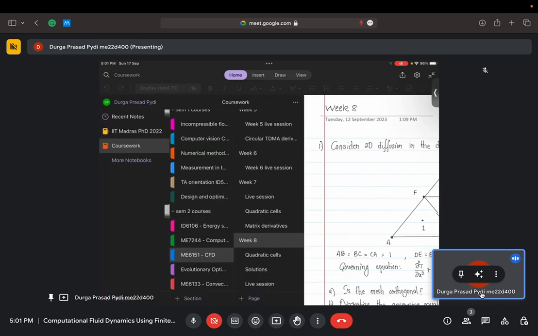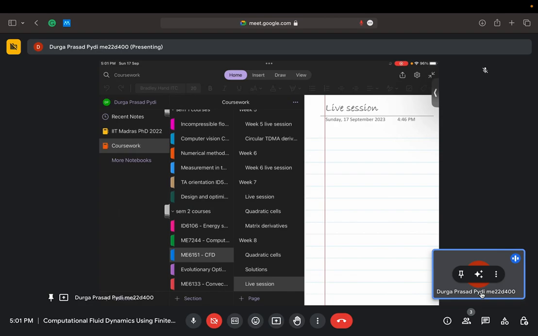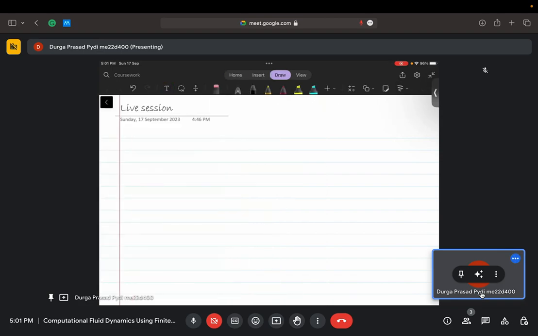Before getting started with this week's session, there were a couple of things that were unanswered in the last session. The first one was on quadratic cells. We were discussing this last week. When we have a grid with this as my P cell, this as my E cell, and this as my east cell, we wrote dT/dx on the east face as a function of the P cell, E cell and east cell.